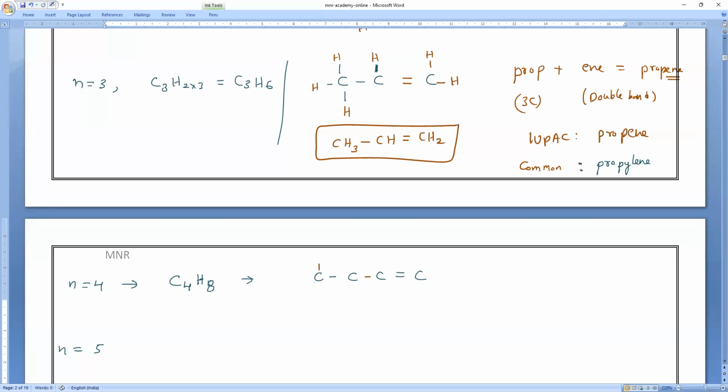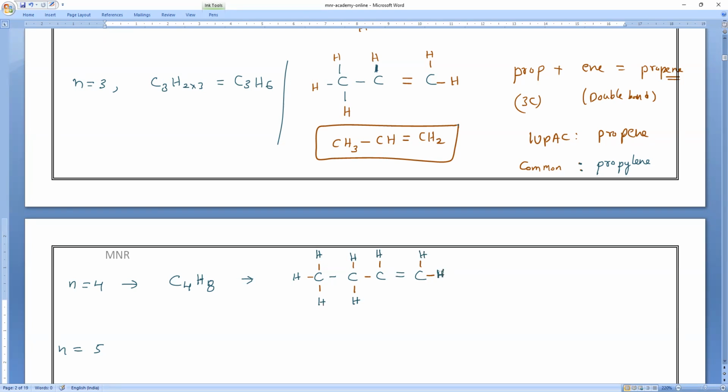First carbon, how many hydrogens? Make it quick, everybody. First carbon, 3 hydrogens. Second carbon, 2 bonds are over, 2 hydrogens remaining. Third carbon, already 3 bonds are over, 1 hydrogen. Last carbon, 2 bonds are over, so how many remaining? 2 hydrogens. That's all.